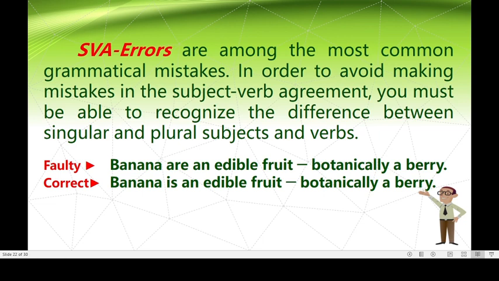If we say, "banana are an edible fruit, botanically a berry," that is faulty. The subject and the verb have no agreement. To correct this, we may say, banana is an edible fruit, botanically a berry.